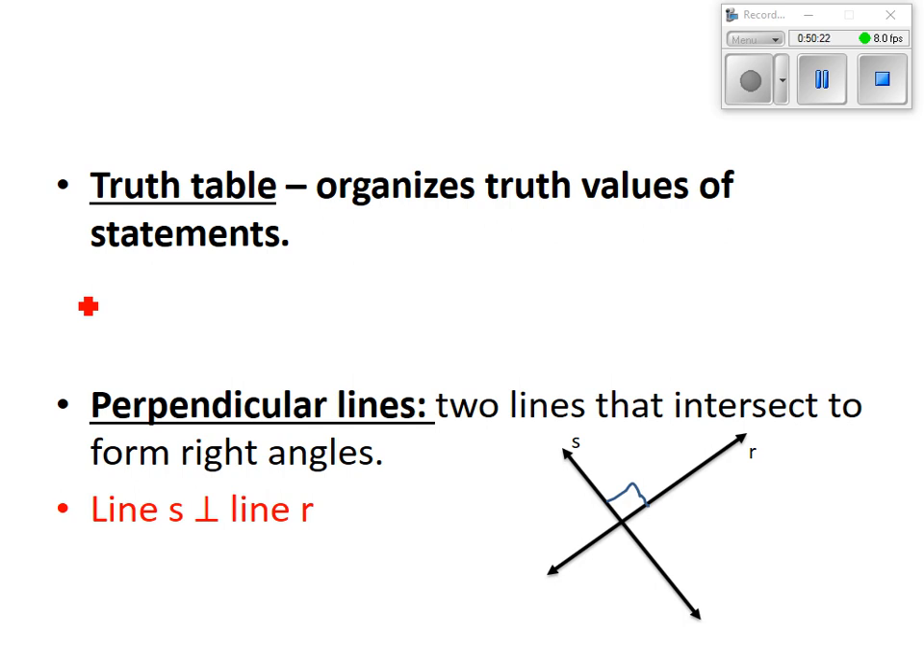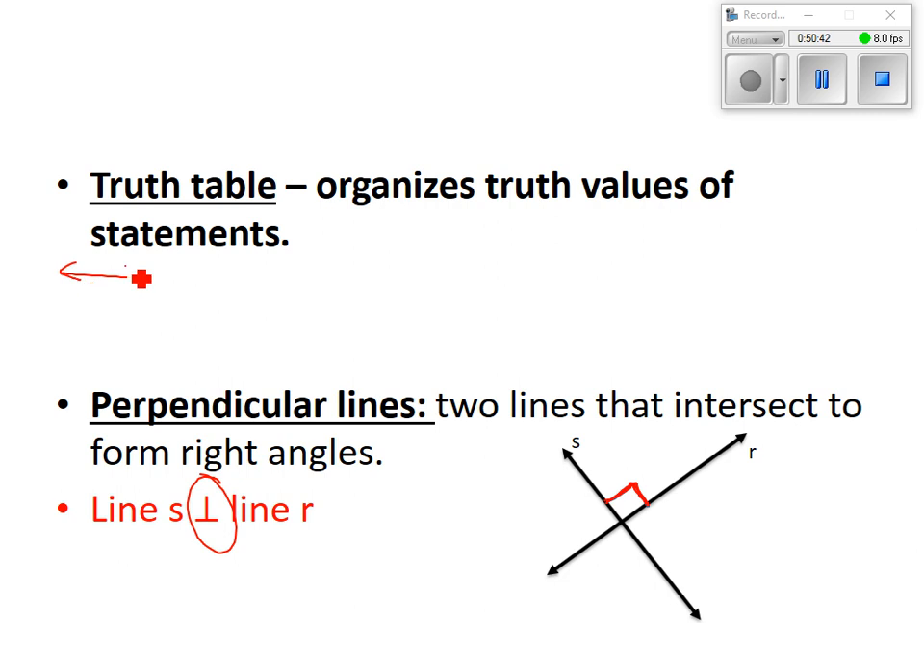Back on the other side real quick, perpendicular lines. You probably already know what perpendicular lines are. If you have perpendicular lines, they'll probably show you using that box. What's that box tell us again? Right angle. This right here is another way to show perpendicular. That's the symbol for perpendicular.